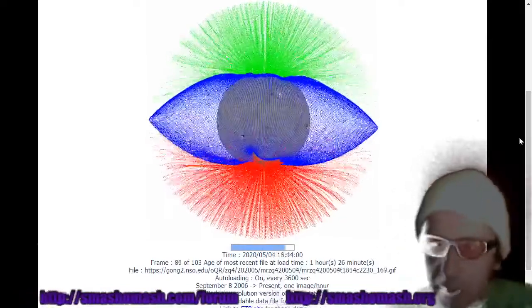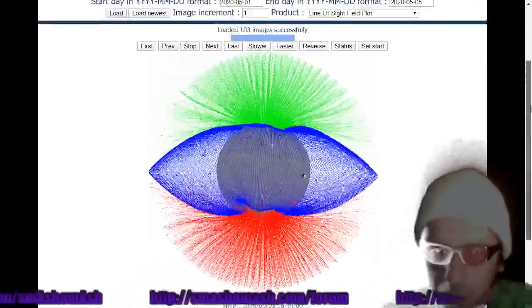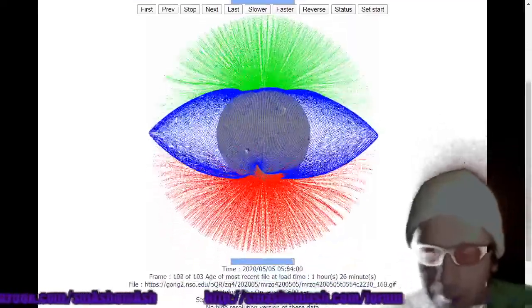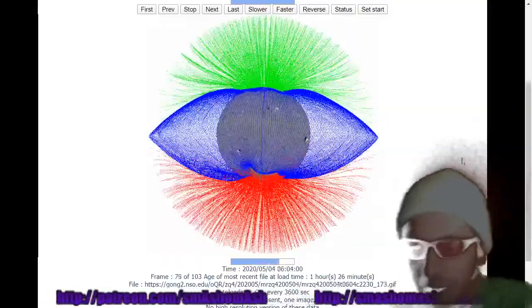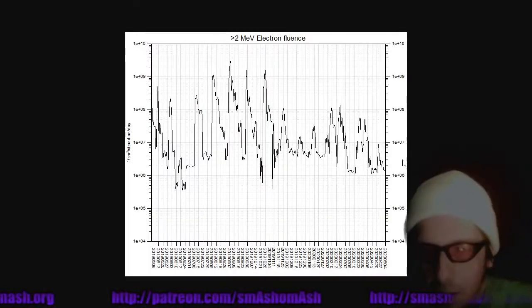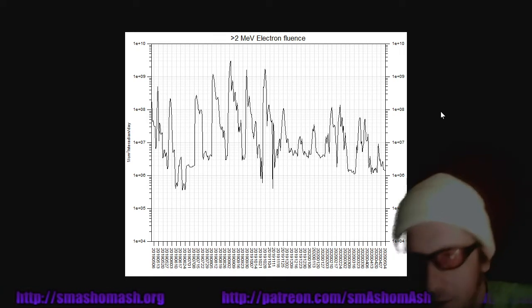And here's the line of sight field plot. Nothing too exciting going on there. Keep in mind the data is an hour and 26 minutes old, and the magnetic environment can change with absolutely no warning, which is part of the reason why we have the channel. Because it's tough to forecast, and we don't do things because they're easy. We do things because they're hard.